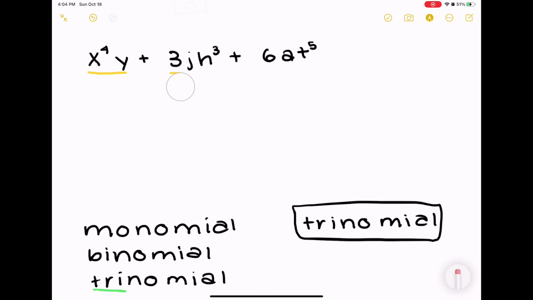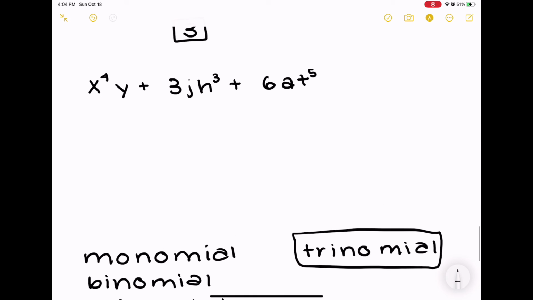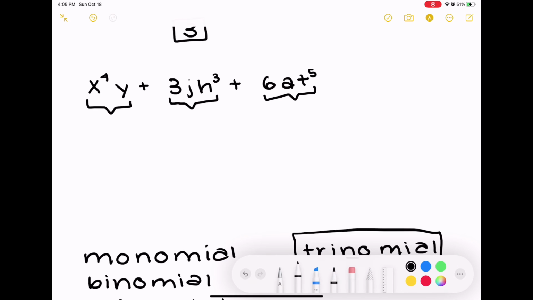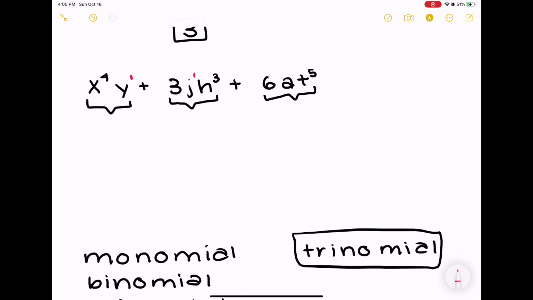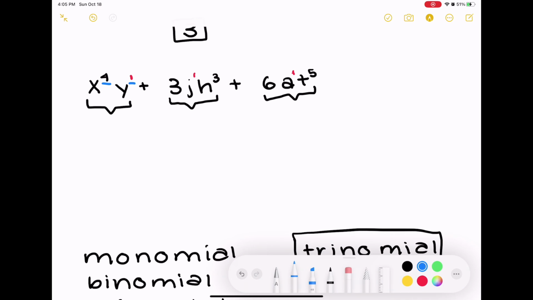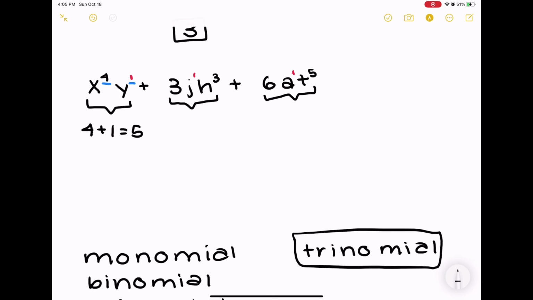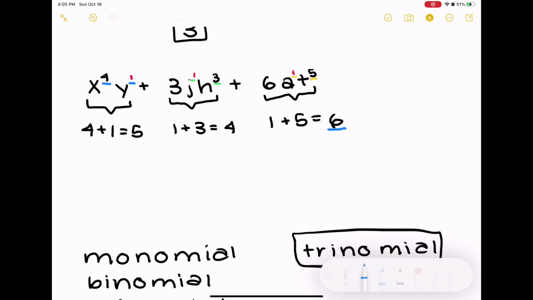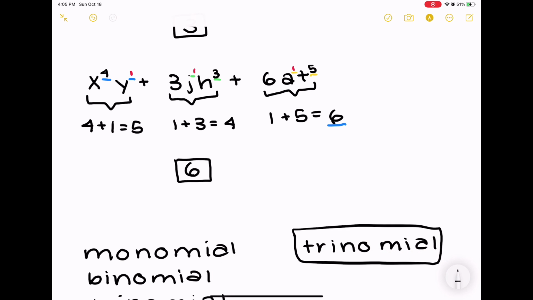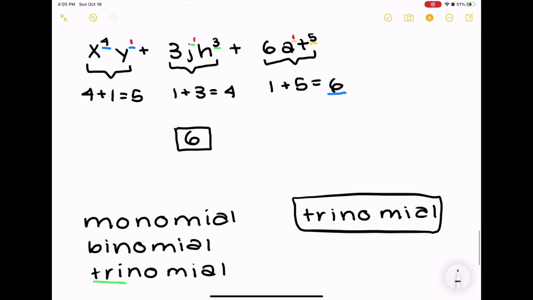Now I'm just going to erase this so that I have more room to write the degrees so that it makes more sense. So here, we're going to try and find the degrees of all these terms. I'm writing all the hidden ones that we don't see so that we don't make a mistake and forget any. So we have 4 plus 1 is equal to 5 for the first term. We have 1 plus 3, which is 4 for the second term, and 1 plus 5, which is 6 for the third term. So the highest one, or the greatest one, is 6. So we know the degree of this polynomial is 6.